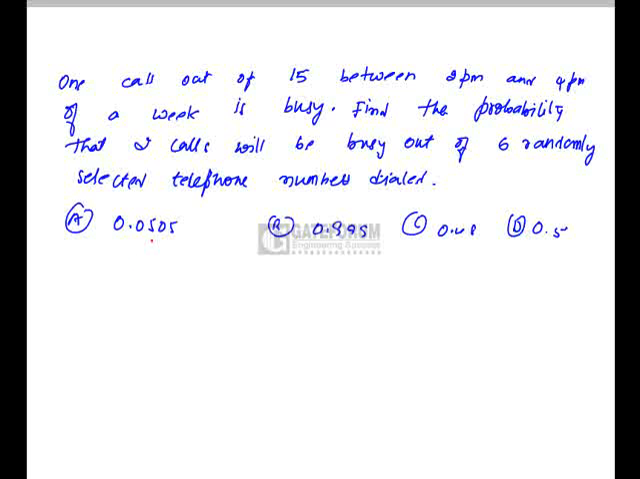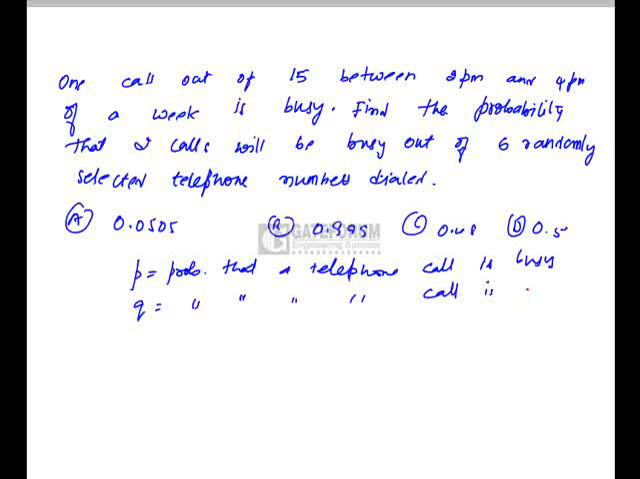Now, let us take P as the probability that a telephone call is busy. Then Q will be nothing but the probability that a telephone call is not busy. Let's explain it. P is given as 1 out of 15, that is, 1 call out of 15 is busy. So P will be 1 by 15, and correspondingly Q will be 14 by 15.